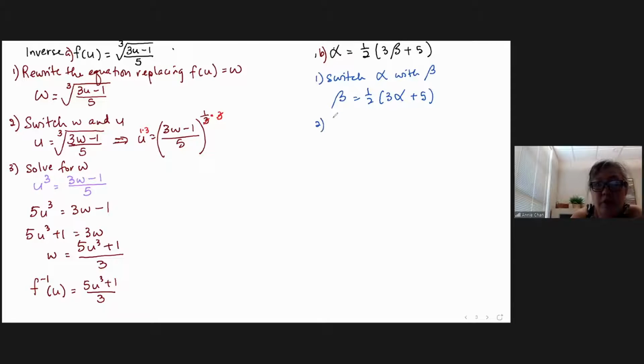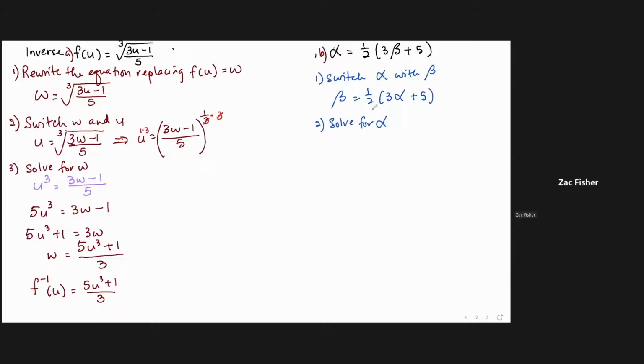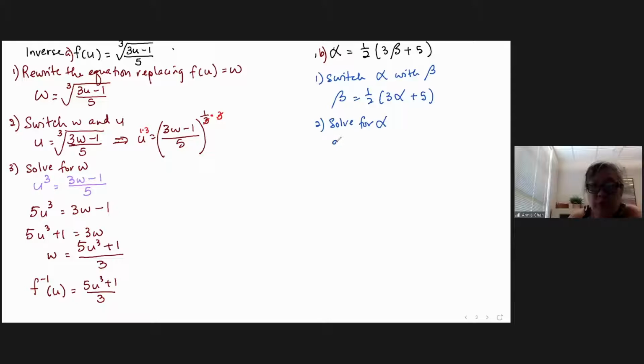And then what am I solving for? Alpha. Solve for alpha. Okay, what do I do first? Multiply by 2. Fabulous. Multiply by 2, I will get 2 beta. 1/2 times 2 is 1. And so on this side, I don't need the parentheses anymore. I'm just left with 3 alpha plus 5.